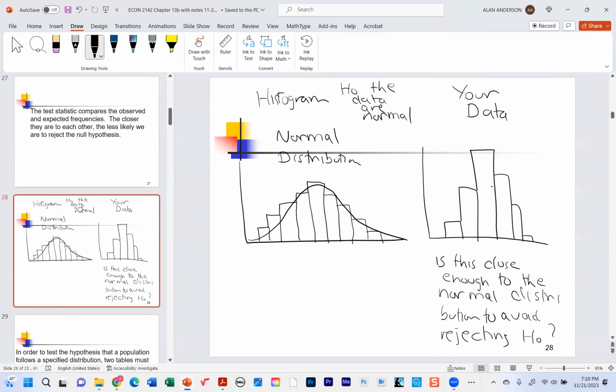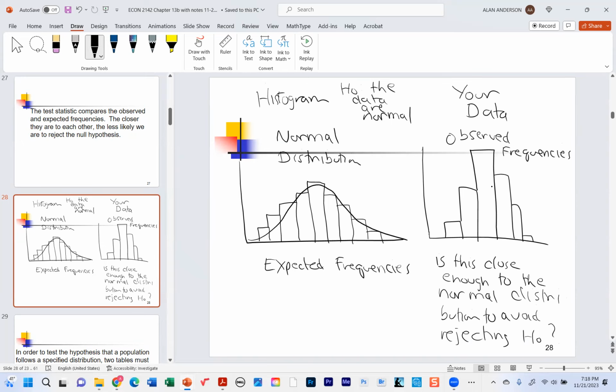Okay, so that's the whole idea. We've got actual data. By the way, these would be the so-called expected frequencies. These would be referred to as the observed frequencies, meaning this is the actual data.